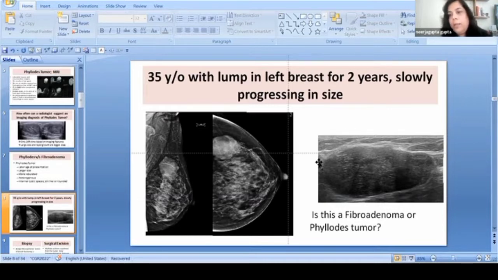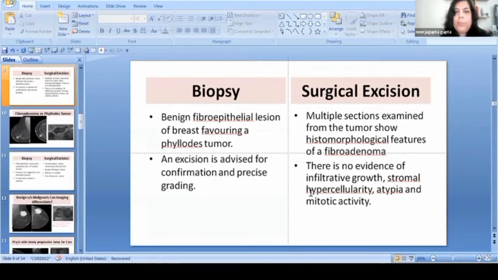So again, on an ultrasound, I see it as an oval and very well circumscribed lesion and rather homogeneous. I'm not seeing any cystic spaces. But to me, I would think that this is a fibroadenoma. But when the biopsy was done, it came as a benign fibroepithelial lesion favoring a phylloides tumor, and an excision was advised for confirmation. And when the surgical excision happened, the multiple sections which were examined showed actually a fibroadenoma.